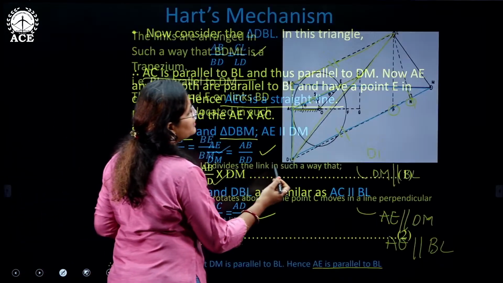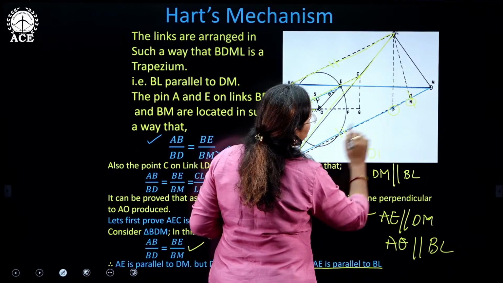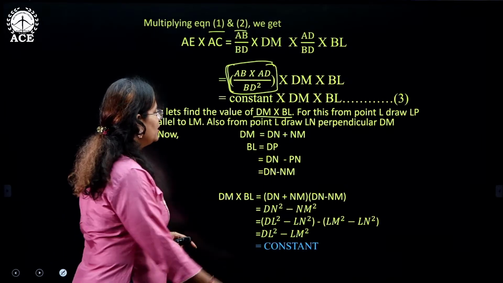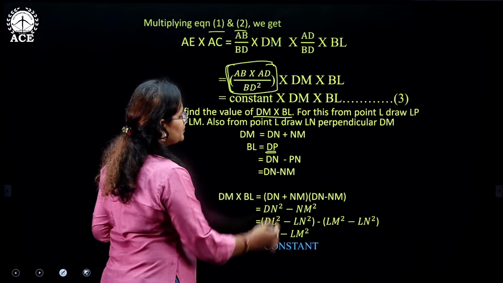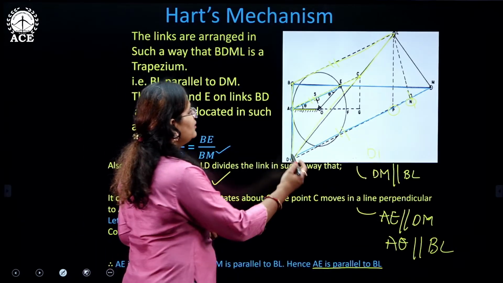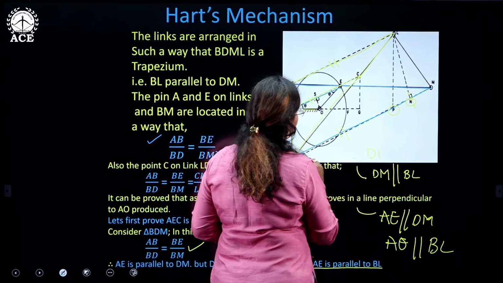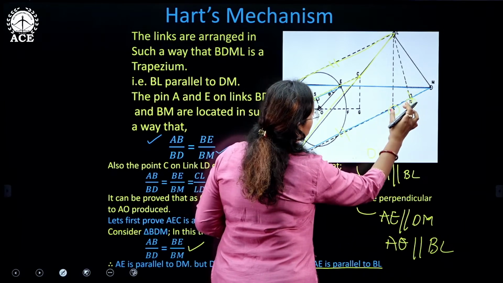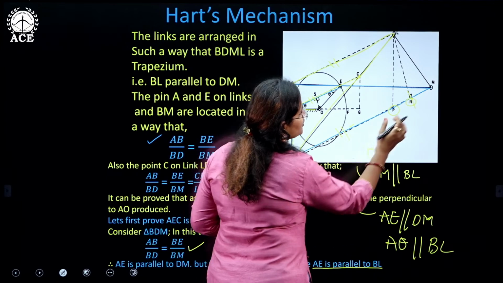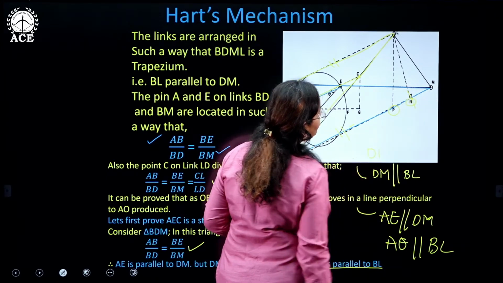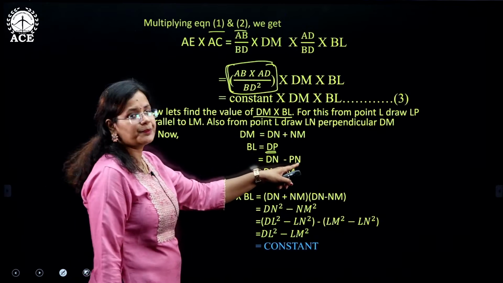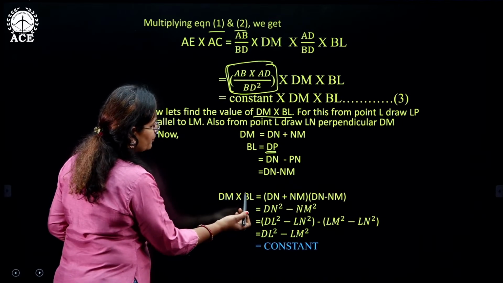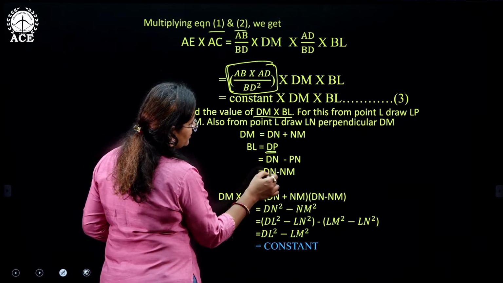So DM I can write as DN plus NM, and BL can be written as DP. So DP again can be written as DN minus PN. See, DP is written as DN minus PN, so DN minus PN left over with DP. So NP is also equal to NM. So I have written DN minus PN is equal to DN minus NM. So if I substitute here, I will get DM into BL is equal to DN plus NM, DN minus NM.